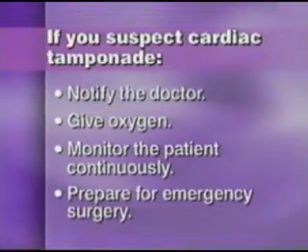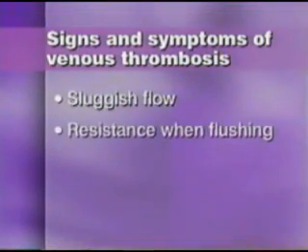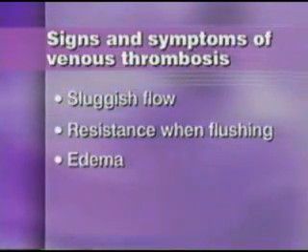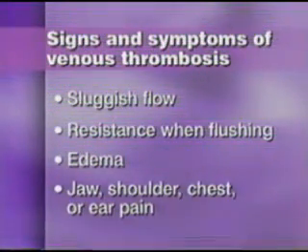emergency surgery if needed. Any central venous access device can become occluded as a result of venous thrombosis. Certain risk factors increase the likelihood that thrombosis will develop, including cancer, sickle cell anemia, and previous pulmonary emboli, or deep vein thrombosis. Signs of venous thrombosis include sluggish flow, resistance when flushing the catheter, and edema in an area distal to the clot. The patient may complain of jaw, shoulder, chest, or ear pain.